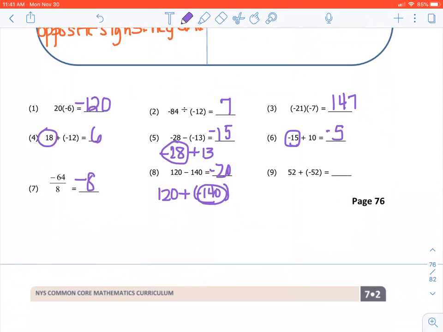All right, last one, opposite signs when we're adding, we actually subtract. 52 minus 52 is 0. 0 doesn't have a sign. They are not the same signs. They're opposite signs, but there's not a bigger number.